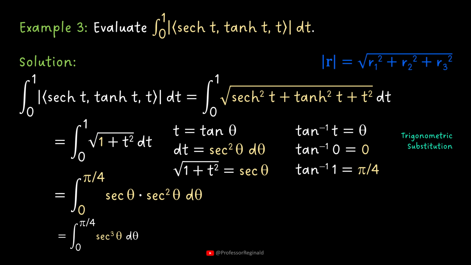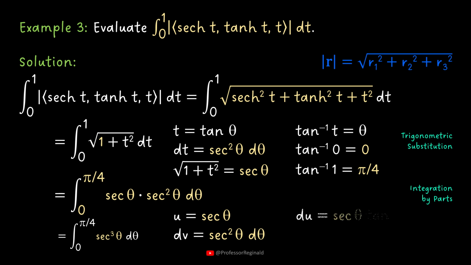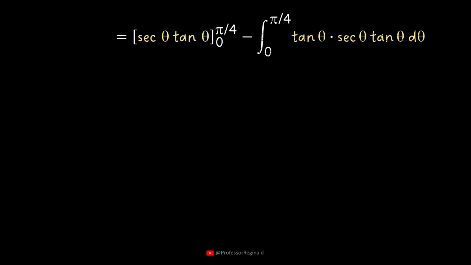For the purpose of showing a complete solution, integrate using integration by parts, although this can be done using a table of integrals. Let u be the secant of theta, and dv be the secant squared of theta d theta. This means that du is the secant of theta times the tangent of theta d theta, while v is the tangent of theta. Substitute the required expressions into the integration by parts formula.